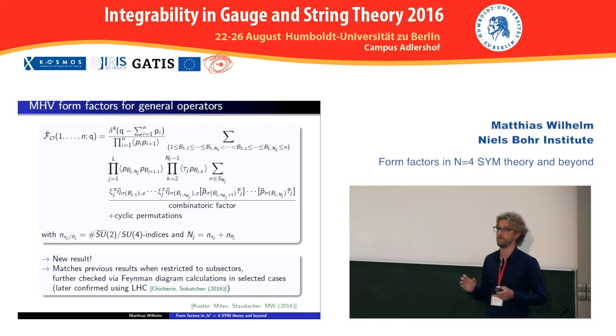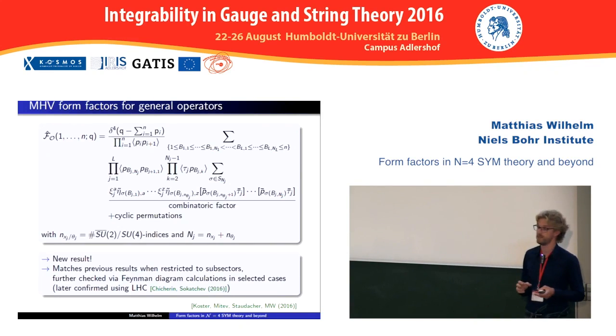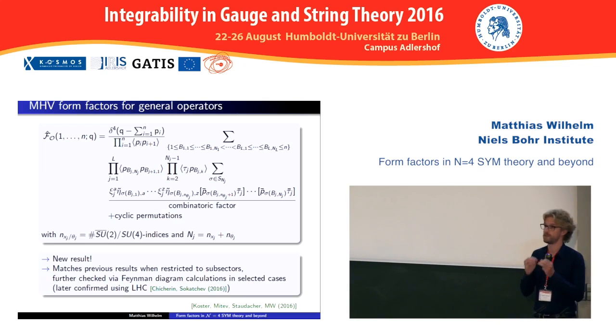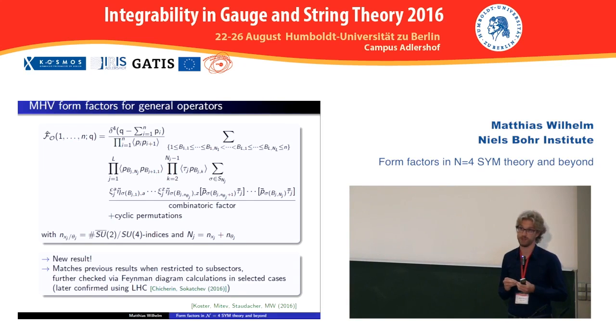Now, inserting the momentum eigenstates into these vertices, we obtain the MHV form factor for a general operator. As expected, it contains a momentum-conserving delta function and a Parke-Taylor denominator. All fields in this composite operator have a certain SU(2) bar charge and a certain SU(4) charge. These charges have to be distributed among the external fields.